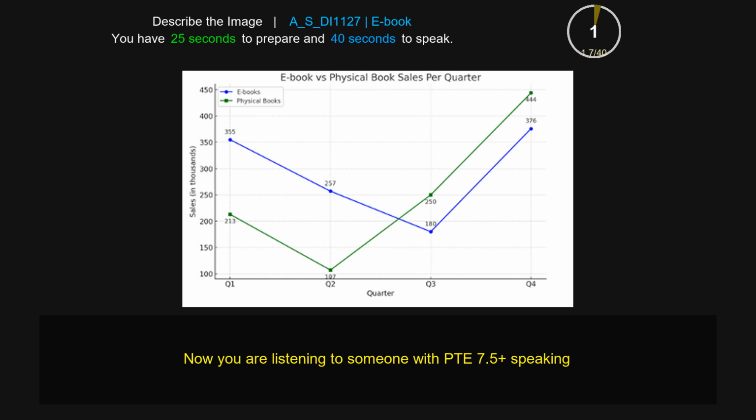This line graph presents information about e-book versus physical book sales per quarter. From the x-axis, you can see quarters starting from quarter 1 to quarter 4, and on the y-axis, you can see sales in thousands from 100 to 450. It is divided into two. Blue is for e-books, green is for physical books. The highest in e-books is 376, which is in quarter 4, then the lowest is in quarter 3, while in physical books, the highest is 444 in quarter 4 and the lowest is in quarter 2.